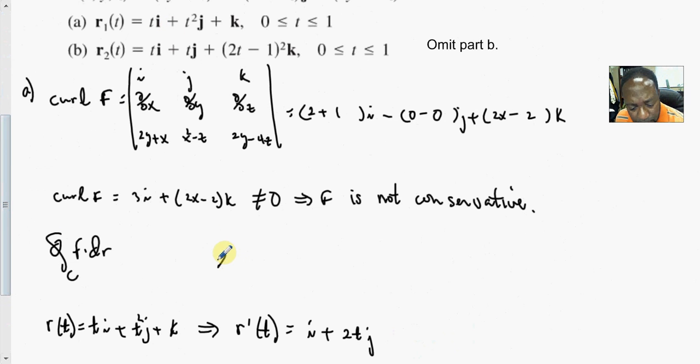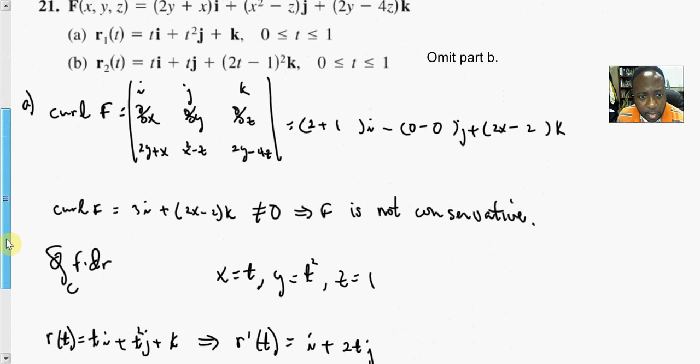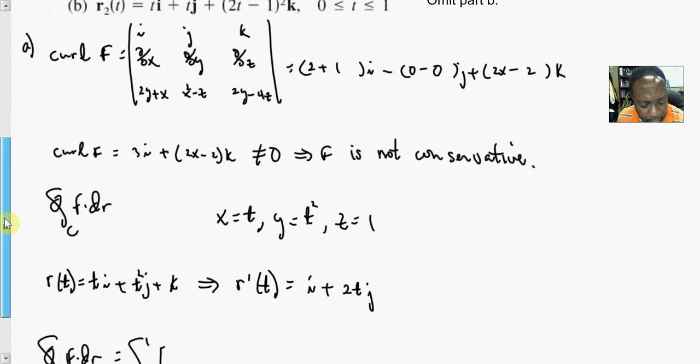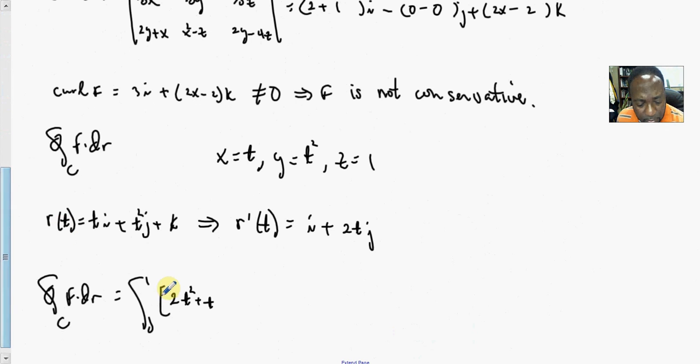x is equal to t, y is equal to t squared, and z is equal to 1. So we need that. And here, the problem tells us that F for i is equal to 2y plus x. Well, y is equal to t squared, so this is 2t squared plus t. This was for i.